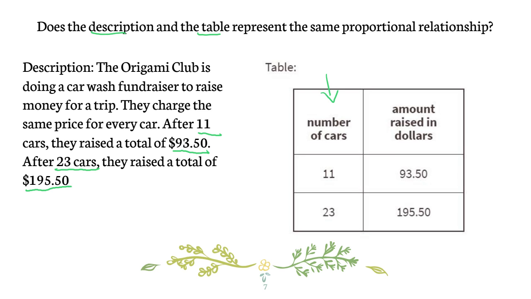So now I look at the table. The table, we have the number of cars and then the amount raised in dollars. So it tells me that after 11 cars, they raised $93.50. Does this represent that? 11 cars, $93.50. Yes, it does. That's the same thing. So now let's look at the next one. So it tells us that after 23 cars, they raised a total of $195.50. So now I look at the table. I have 23, and then I have $195.50. So again, that matches. So it would be the same proportional relationship because the description matches the table.